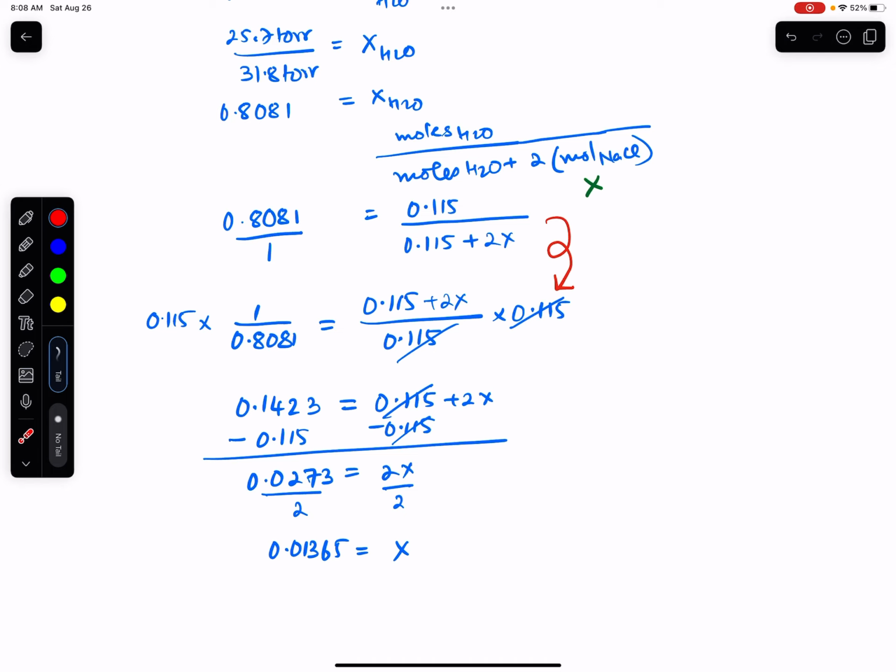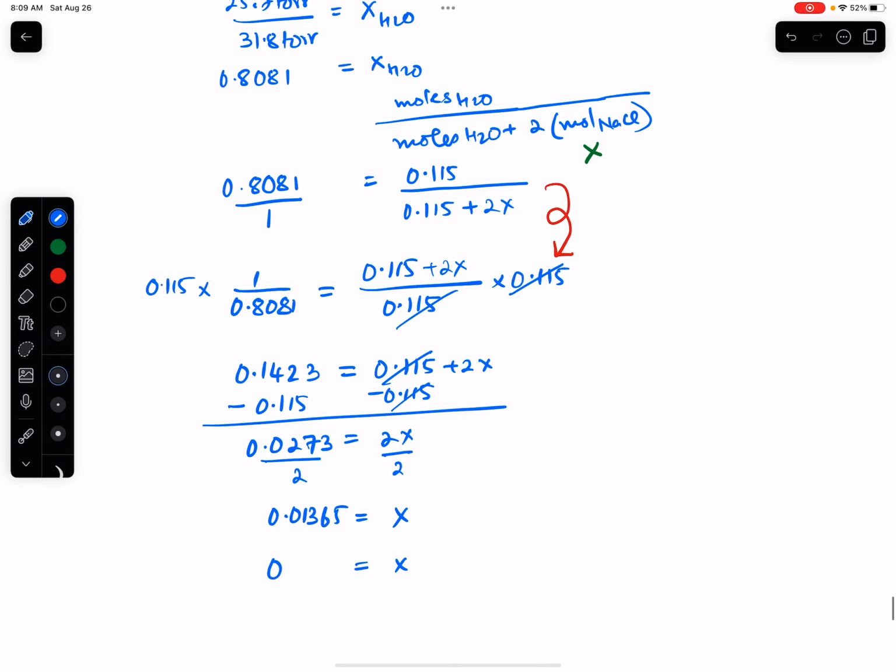Now we have to stick with the right number of significant figures. Since we did a subtraction, we have to stick to 3 decimal places. So x is equal to 0.014, and that is the moles of sodium chloride in solution. I hope that made sense. Thank you for watching.